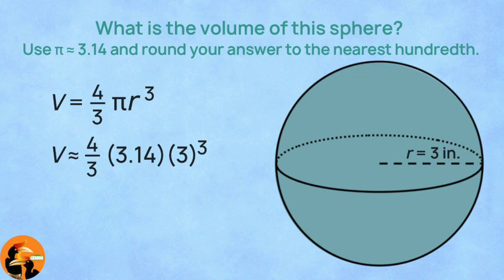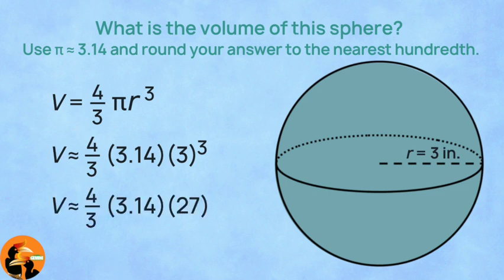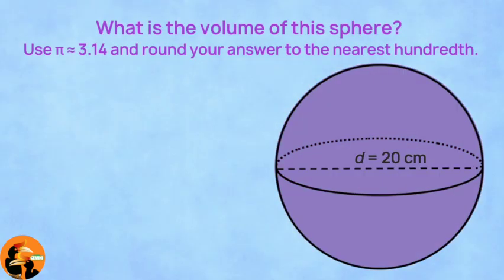Now, we can solve for the volume. Following the order of operations, I will evaluate the exponent first. 3 cubed means 3 times 3 times 3, which is 27. Now, my number sentence reads, V equals approximately 4/3 times 3.14 times 27. Next, we can multiply these numbers. When we do that multiplication, we get 113.04. So the volume is approximately equal to 113.04 cubic inches.